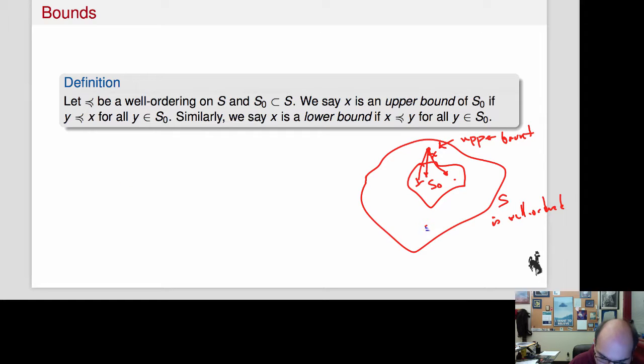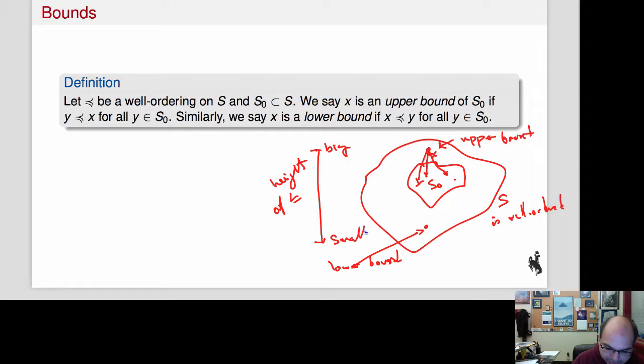Now we can also have a lower bound right here, that is smaller than or equal to everything in the set S naught. I'm using a height here to kind of give you an idea of less than or equal to. So elements up here are big, elements down here are small. That's just so the picture makes sense. So I can find upper bounds, I can find lower bounds.